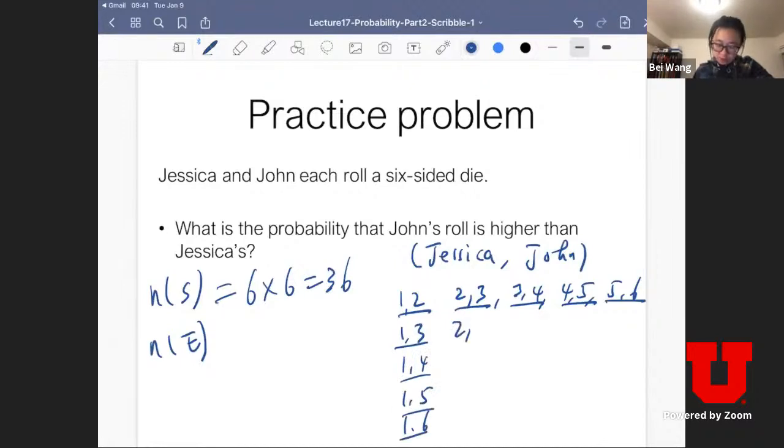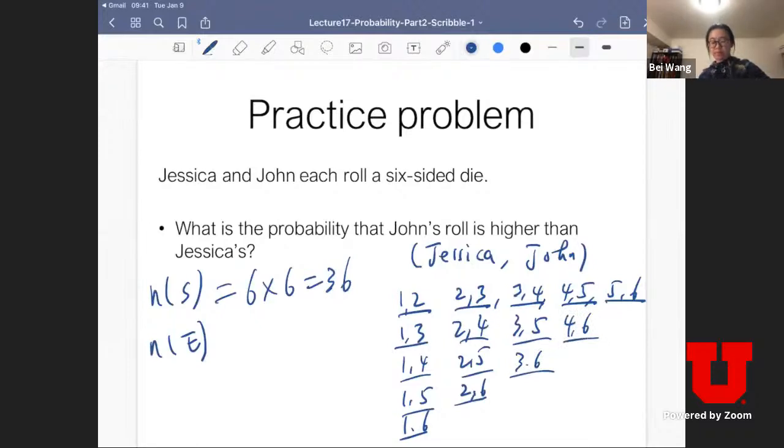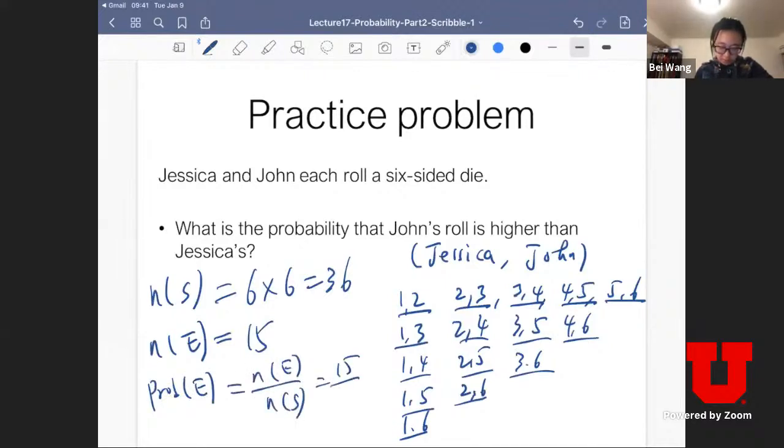If Jessica is 2, John can choose 3, 4, 5, 6. If Jessica is 3, John can choose 4, 5, 6. Similarly, and so on. So in total, there is 5 plus 4 plus 3 plus 2 plus 1, or 1 plus 2 plus 3 plus 4 plus 5, which is 15. So the probability of the event E is n of E over n of S, which is 15 over 36, which is 5 over 12 if I simplify.